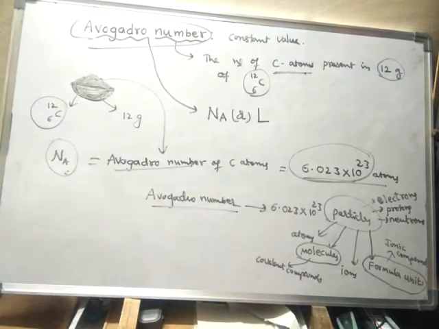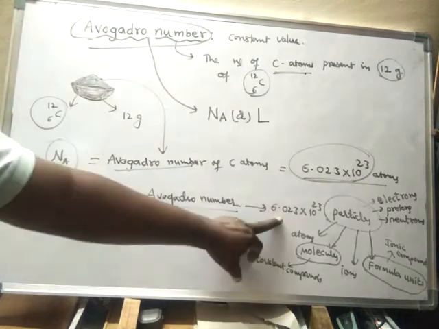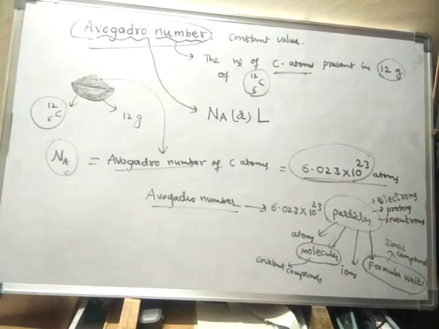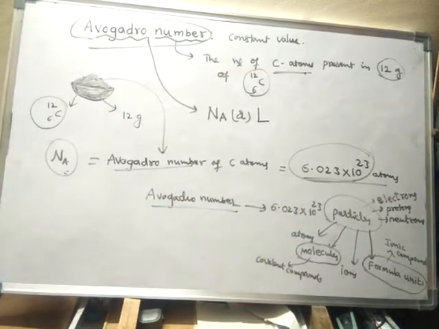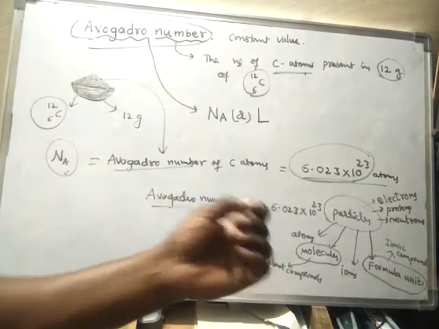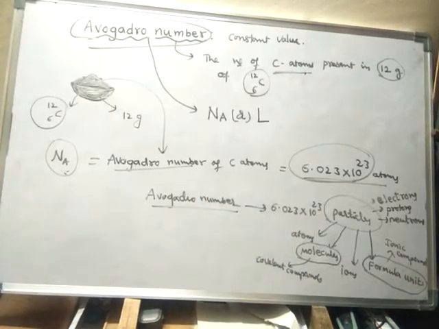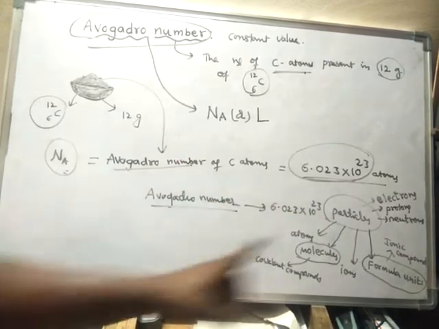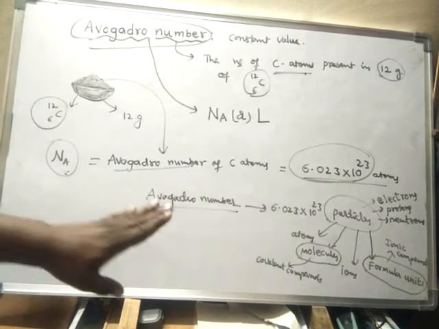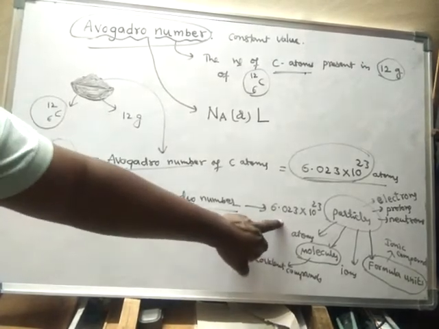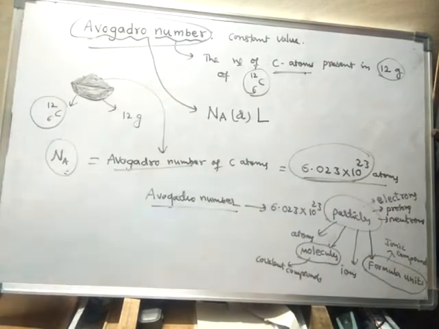Generally we use this Avogadro number only for very tiny particles like atoms and molecules. These are all very tiny particles which we cannot see with our naked eye. Individually, every single atom or single molecule or single electron we cannot see. So for such particles, we use this number, Avogadro number. This number is applicable for such types of particles.